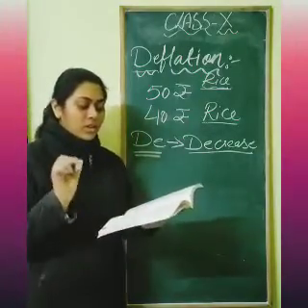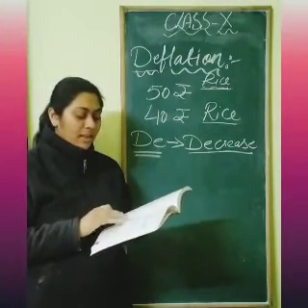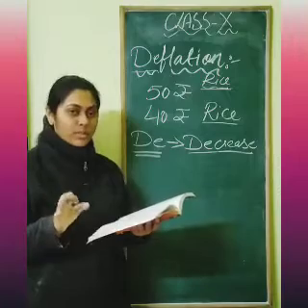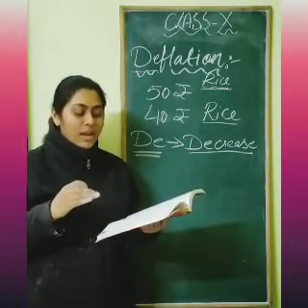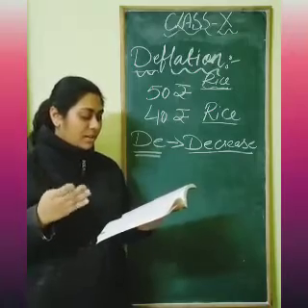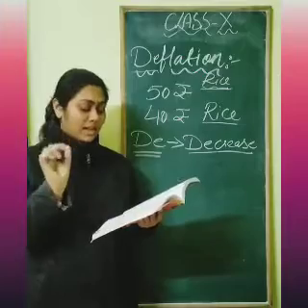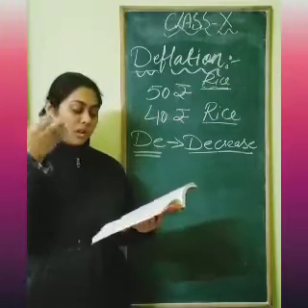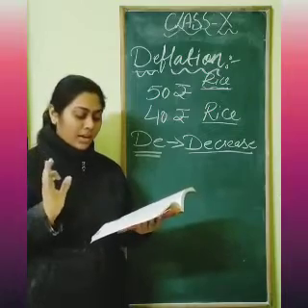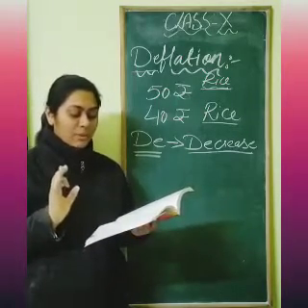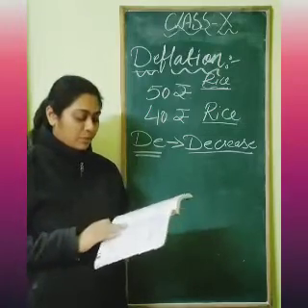Deflation is a decrease in the general price level of goods and services. Deflation occurs when the inflation rate falls below 0%. No need to focus on this line. Deflation is distinct from disinflation, no need to focus on this line as well. Just focus on the line that sustained fall in general price level is called deflation. Clear? I hope it is clear.